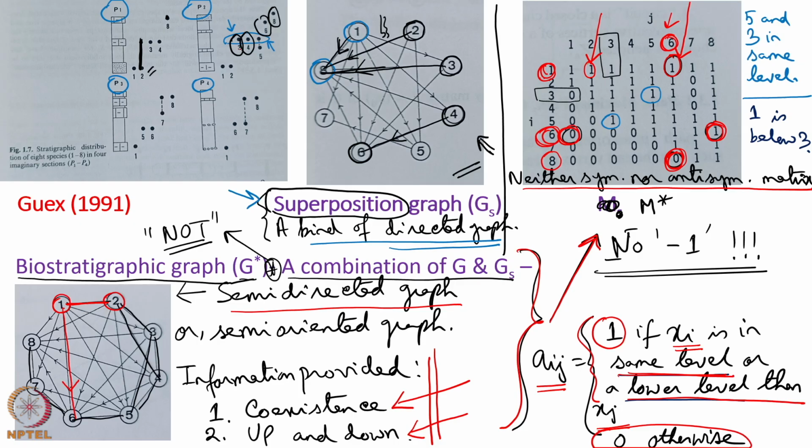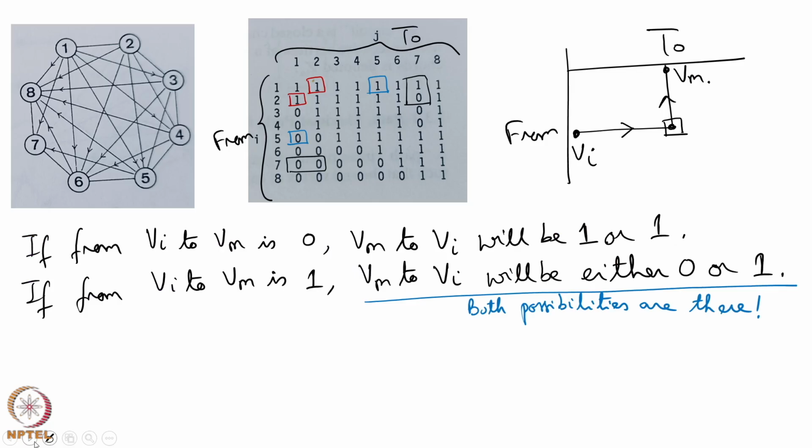In one of the sections we have seen 5 and 3 occur in the same level. Therefore, 5 and 3 occur in the same level. So, it is 1. Similarly, 3 and 5 occur in the same level. So, it is 1. So, this column 1 to 8 taxa we are calling from, and these rows with taxa 1 to 8 we are calling to. Always we are saying from here to there.